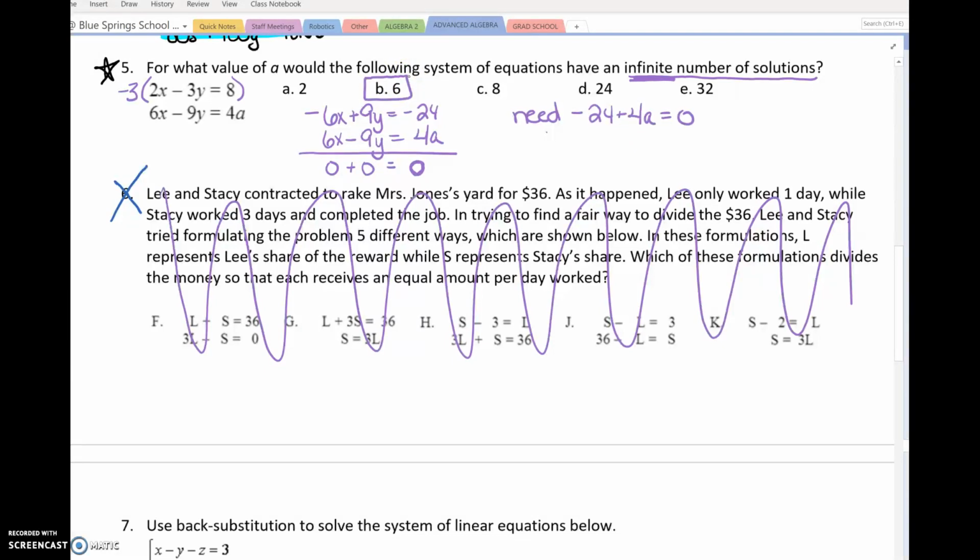So on that type of problem, ignore the A and just pretend that you're solving the system and think about, what number do I need right here? I need a 0. What does A have to be to make that actually happen?